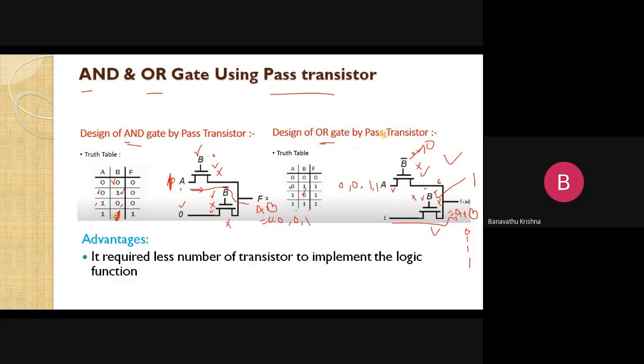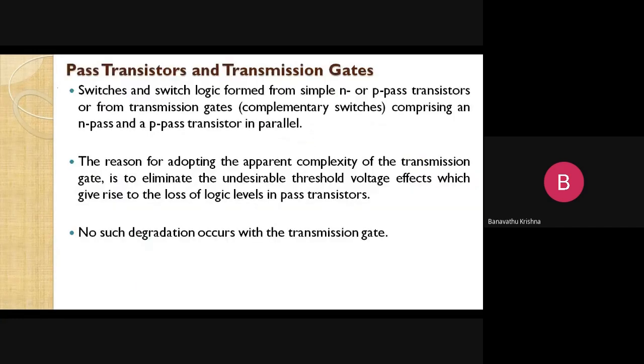So one of the advantages here, I think, is that it requires a smaller number of transistors to implement the logic functions, right? Next, pass transistor and transmission gate. Let us see here, the switches and switch logic are formed from simple N and P pass transistors, or from a transmission gate, comprising an NMOS and a PMOS in parallel notation.